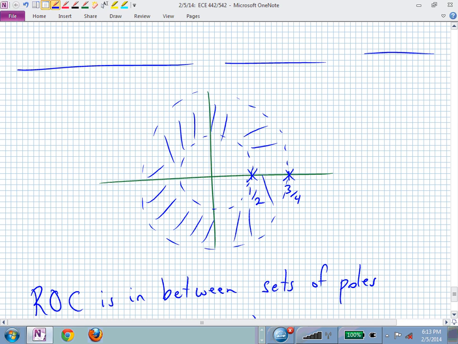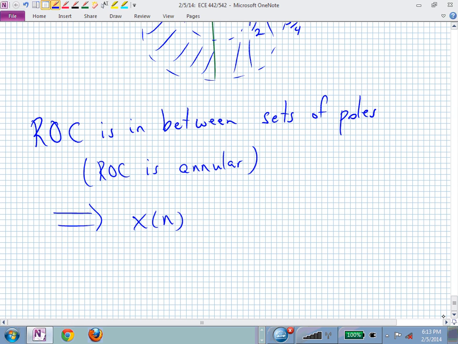1/2 is interior, or the region of convergence is exterior to 1/2. It would now be 1/2 to the n, where n corresponded to the positive time indices. So now we have both positive and negative time indices, or we now have a two-sided sequence in little x of n. So with this region of convergence in between, or annular, little x of n is a two-sided sequence.